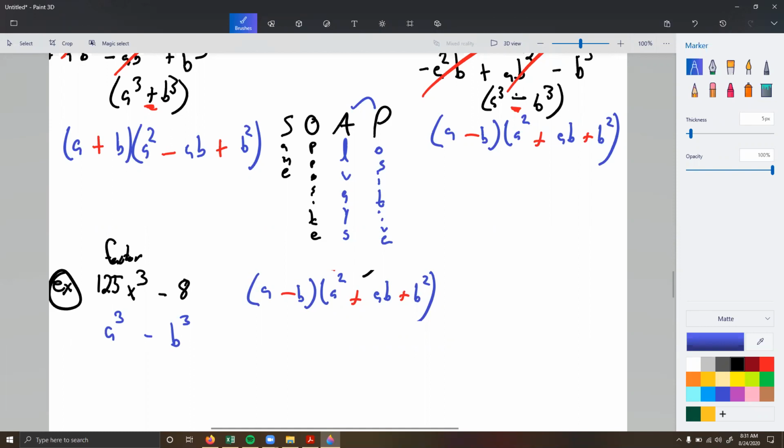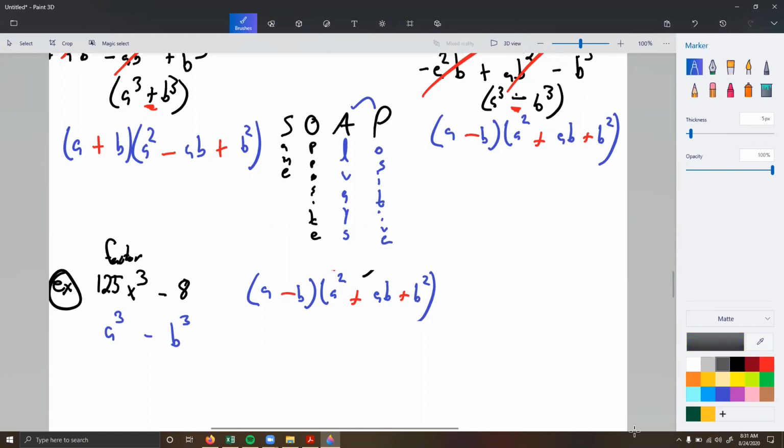It's something cubed minus something cubed. Okay, I'm telling you that. Hopefully you can spot that on a problem. That is the difficulty with the problem. I'm going to show you how to work through that. But for right now, this is A cubed minus B cubed. So what can we do with that? We need to figure out what A is and what B is so we can plug them in. So what's the cube root of 125x cubed?